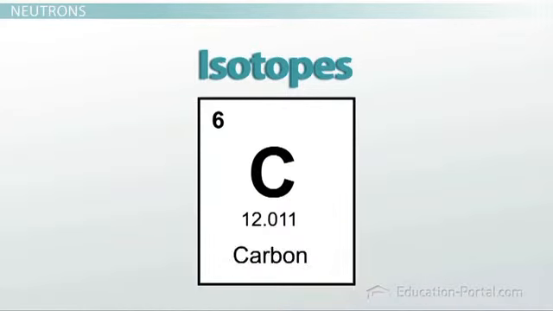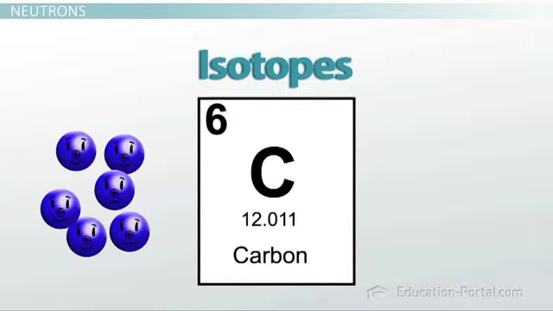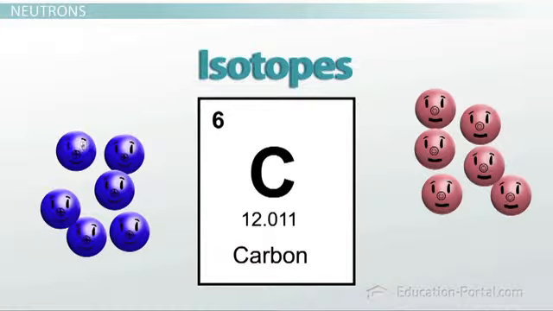For example, all carbon isotopes have the same number of protons, 6. However, some carbon atoms are going to have 6 neutrons. Some will have 7, and some will have 8 neutrons. These isotopes will all chemically react the same way, but they will have differences in their nuclear stability, which means that some will be able to undergo a nuclear reaction more easily than others. This is because they all have different amounts of neutrons in their nucleus.